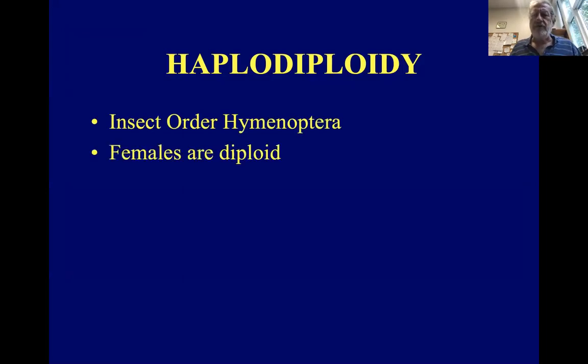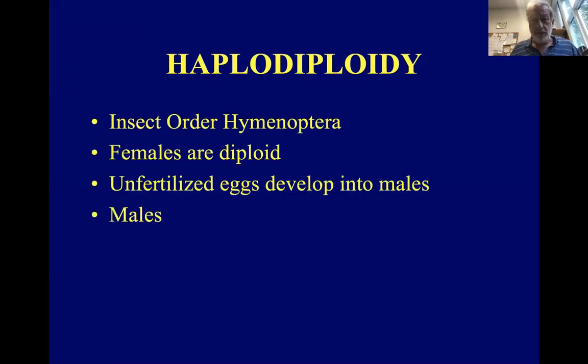On to the genetic sex determination mechanisms. Haplodiploidy is found in social insects like ants, bees, and wasps, where the females are diploid and the males are haploid.